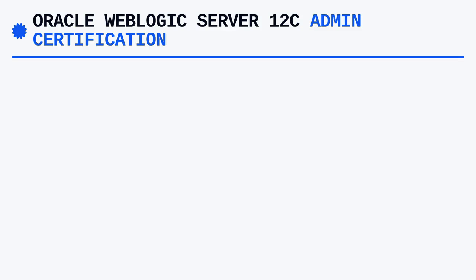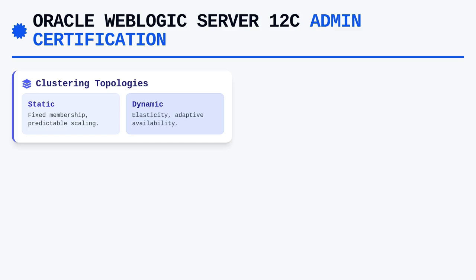Achieving the Oracle WebLogic Server 12c Administrator certification requires more than just memorizing configuration steps. It demands a deep understanding of the underlying architectural principles. You must be able to distinguish between static and dynamic clustering while understanding the specific use cases for each topology. When you analyze a scenario regarding system architecture, consider the trade-offs between manageability and high availability.